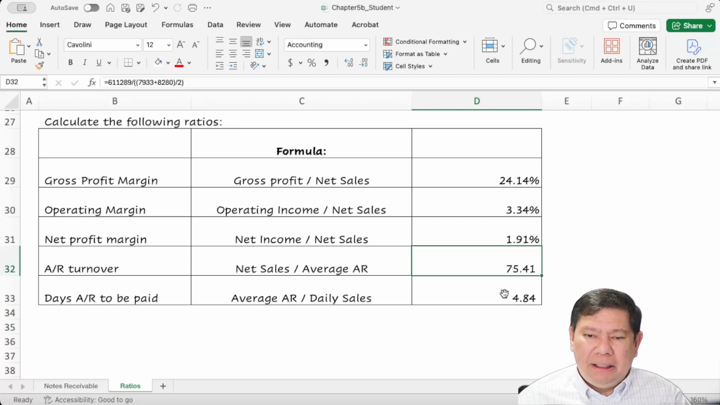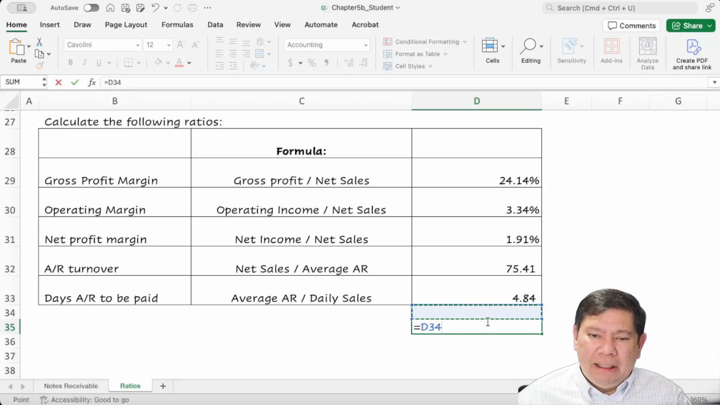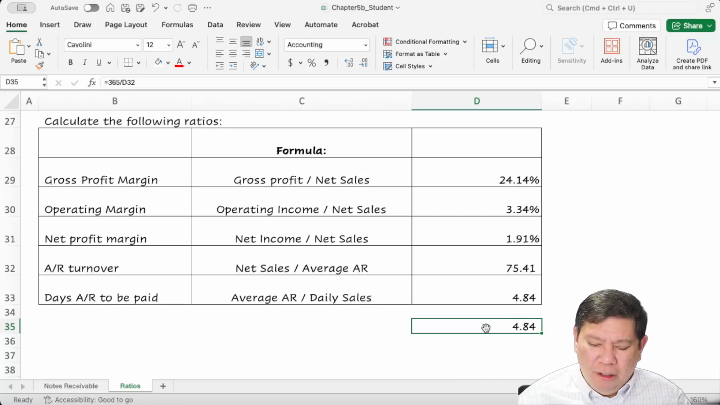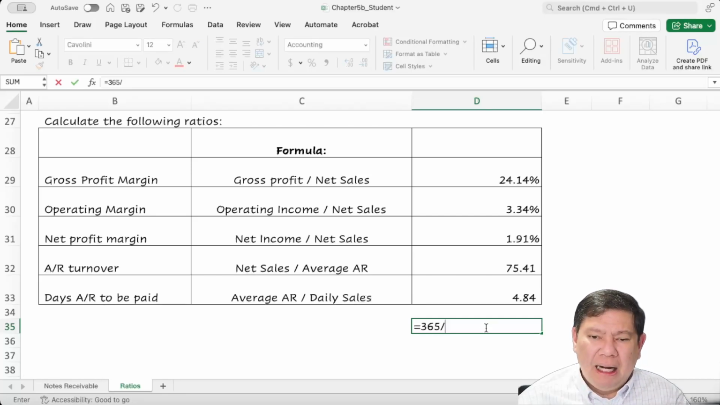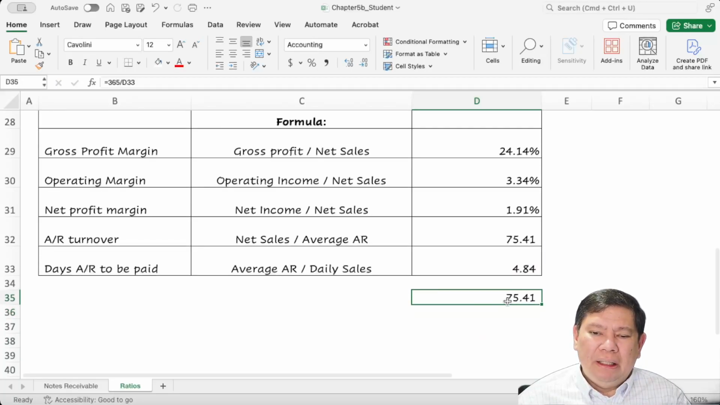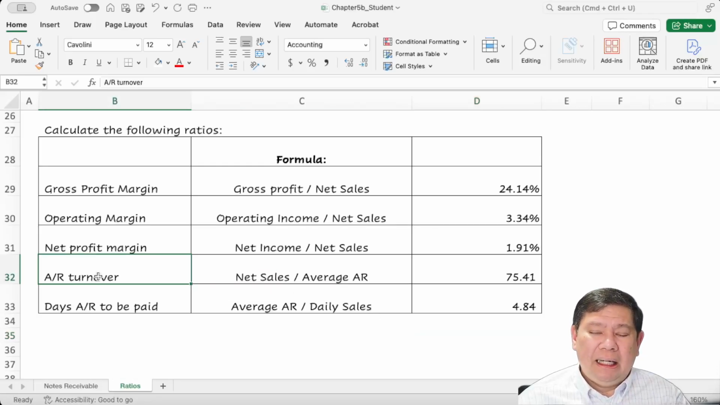And actually, these two are correlated. So if we just divide 365 divided by 75.41, we'll get 4.84. Or if we divide 365 divided by 4.84, we get 75.41. So that's a shortcut. If you know one ratio, you can calculate the other ratio easily. 365 divided by the other ratio.